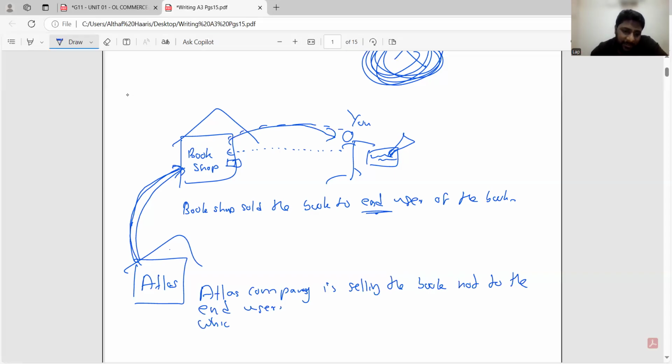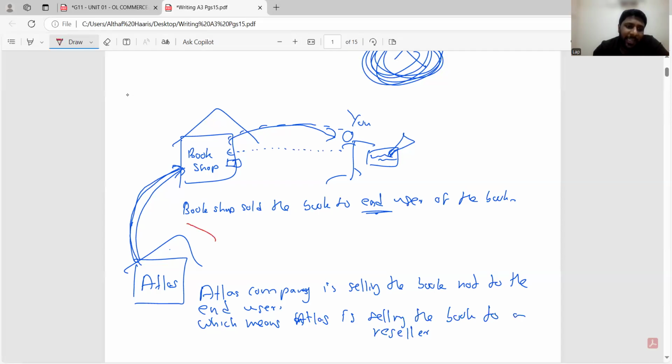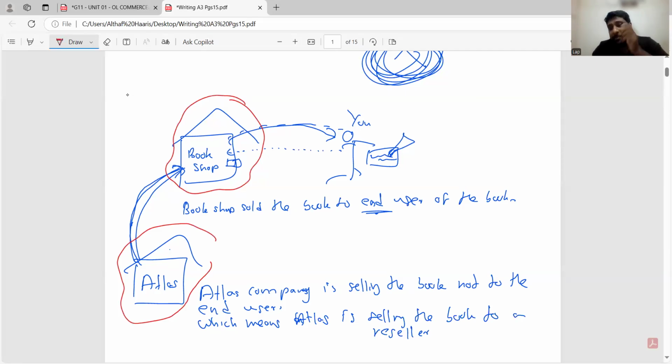Which means Atlas is selling the book to a reseller. He will resell it again. So here we have two businesses. One business is the Atlas. Other business is the bookshop. Remember, here the bookshop is selling to the end user. Since they are selling it to the end user, we will call it a retail business.